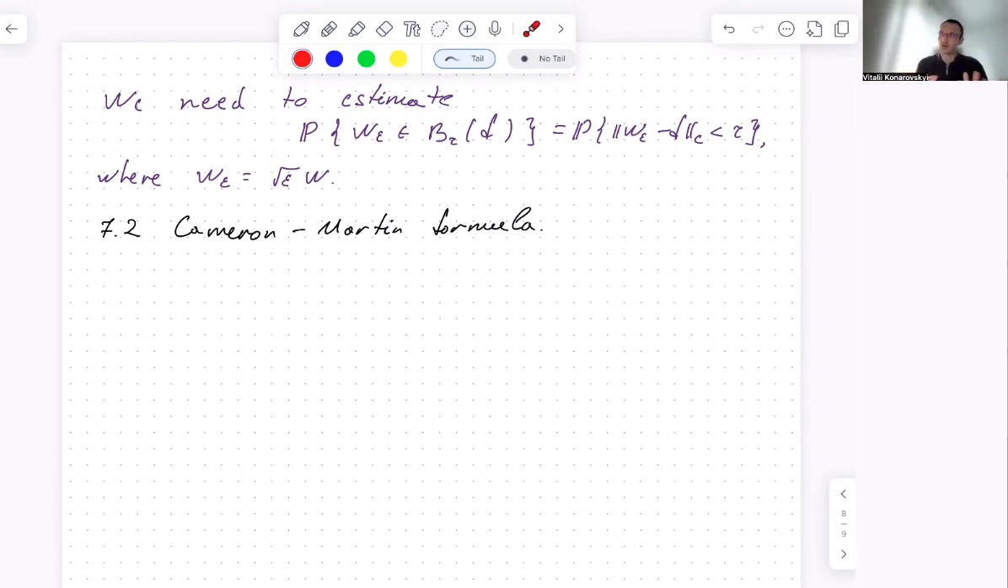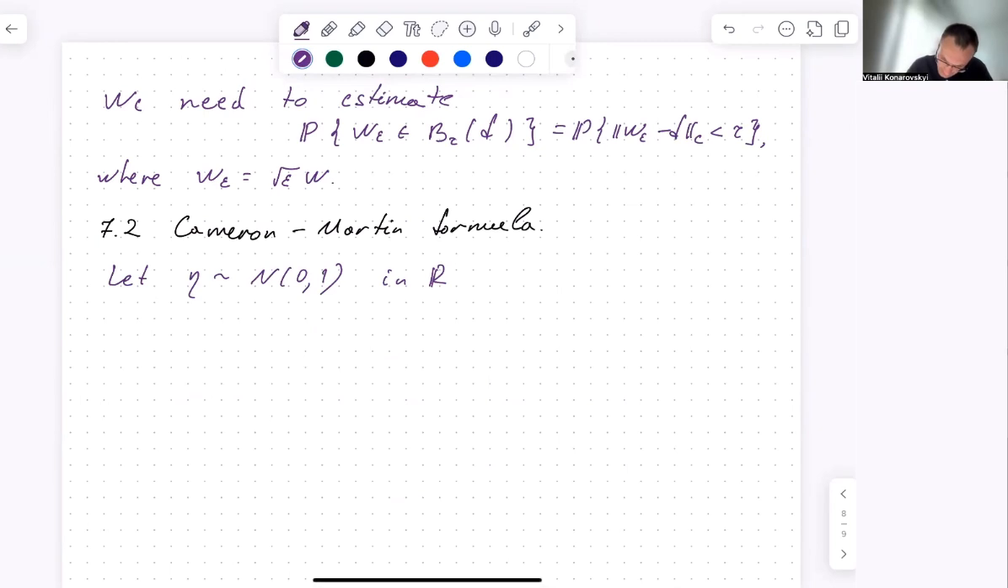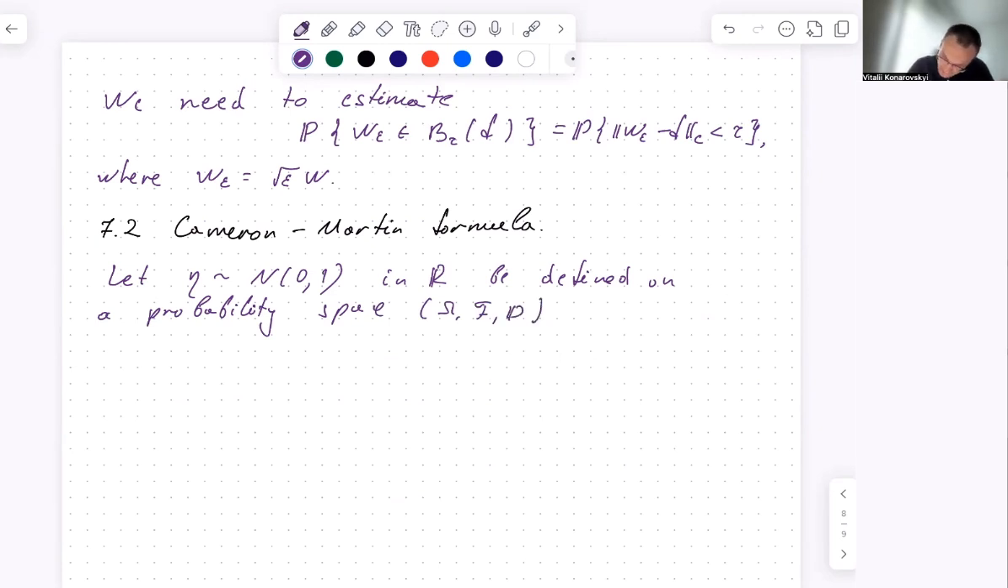So I propose you forget for a few minutes about the Brownian motion and consider a very simple situation. Let's assume that we have a random variable eta that has a normal distribution with expectation 0 and variance 1. It is a random variable in R, just the one-dimensional case, and define it on a probability space Omega, F, P. And also let's take a constant a that belongs to R.